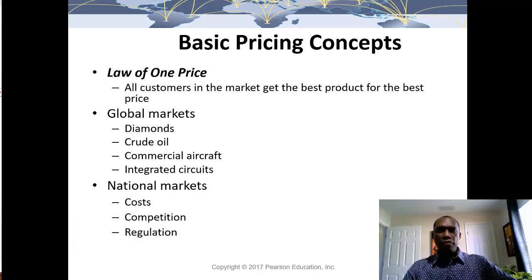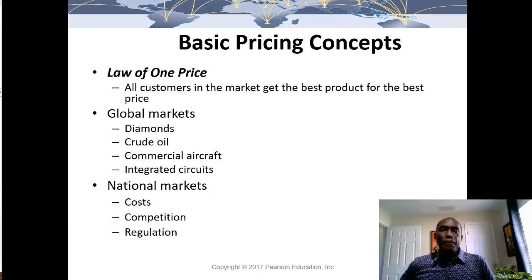So let's look at some ideas that they have for us in Chapter 11. We start off by talking about the law of one price. To be honest, I don't like the way they explain it here, but the way they explain it is that all customers in the market get the best product for the best price. When I was in graduate school taking marketing management, there was a definition of marketing that really stuck with me. I'm paraphrasing, but the definition of marketing was getting the right things to the right place, at the right price, at the right time, with the right amount of promotion. So it was all these things that you had to do right in order to be a successful marketer.